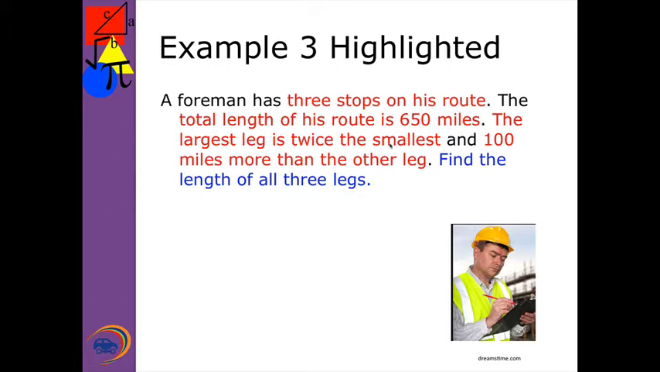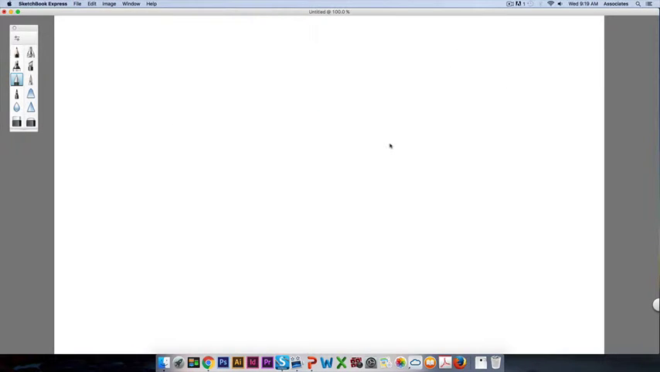All right. So let's go to our slate. Clear that out. So here's what we're going to do. Let's let X equal the shortest leg of the trip. It's usually easiest if you do let X equal the smallest. Now, it said in my problem that the largest leg is twice the smallest. All right, so twice means to multiply by 2. That's going to be the largest.